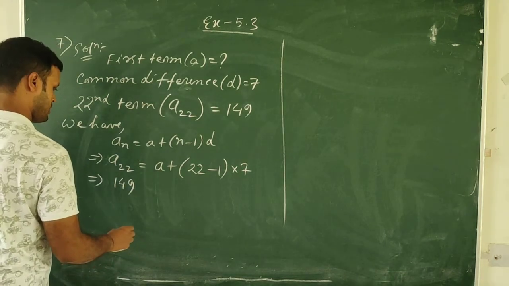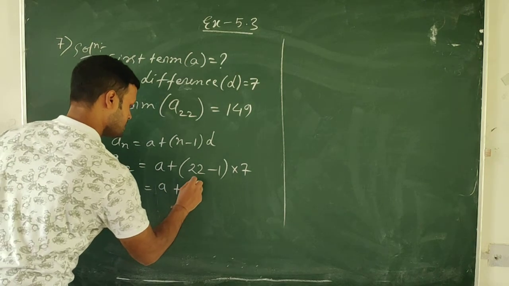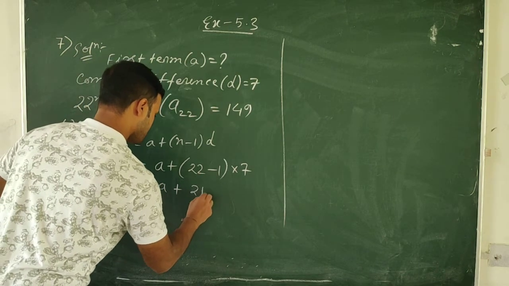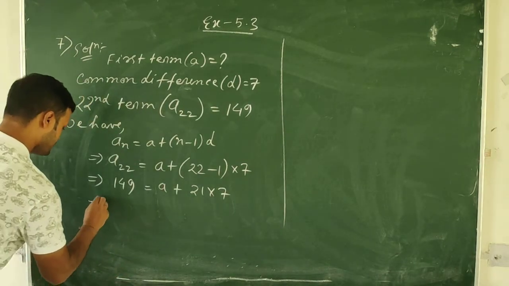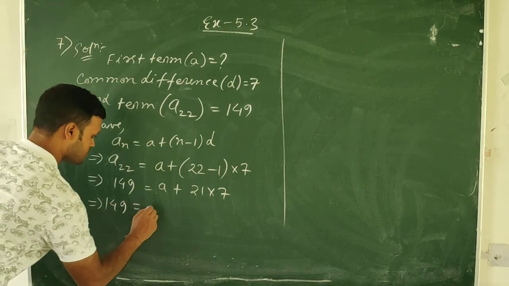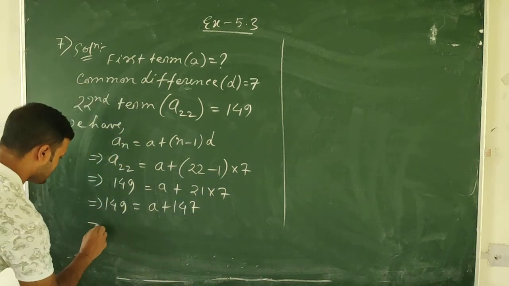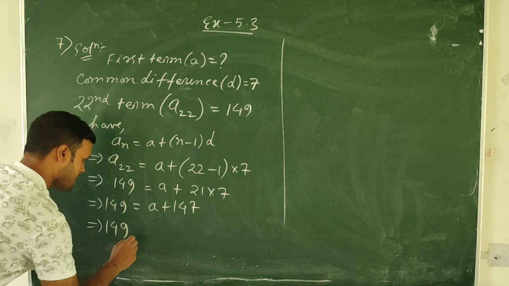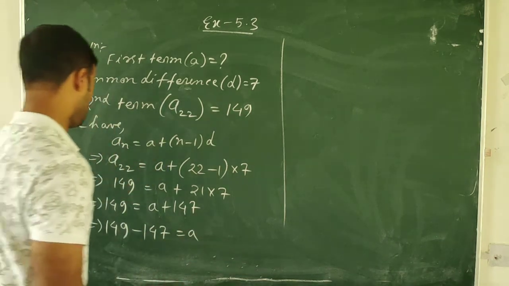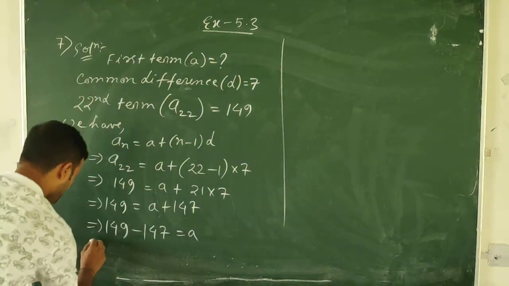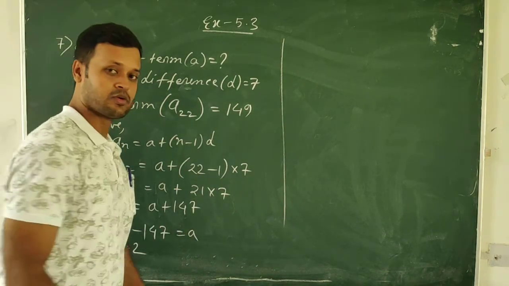So 149 is equal to A plus 21 into 7. Isn't it? So this will be 149 is equal to A plus 147. So this will be 149 minus 147 is equal to A. So A is equal to how much? 2. Friends, A is equal to 2.